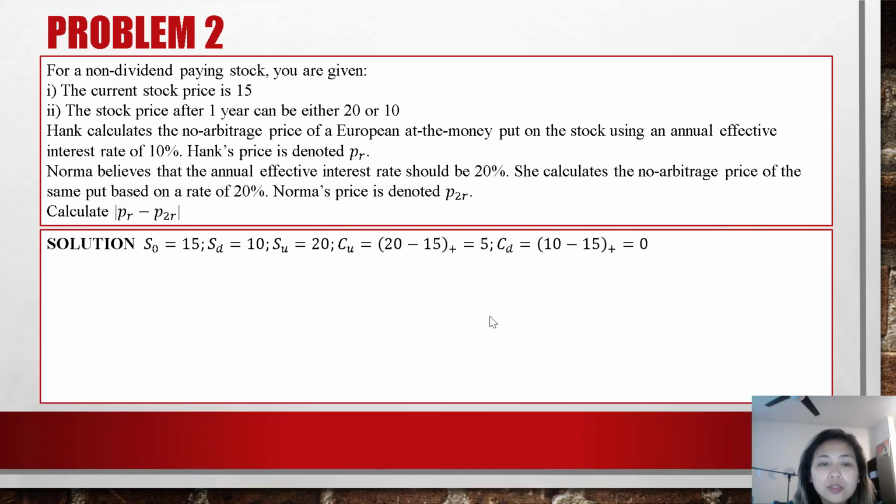Again, let's summarize the question. Here the current stock price S0 is 15. After a year, the stock price can be either SU or SD. SU is 20 and SD is 10. The CU, the payoff of the put option, can be either 5 or 0. Here it said the at-the-money put, meaning the strike should be the same as the current stock price, 15.